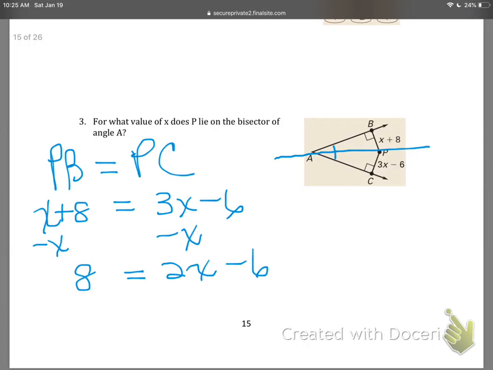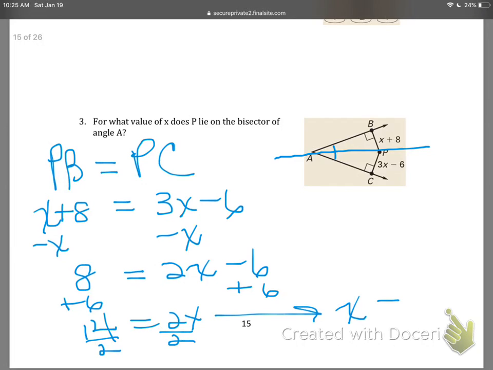This is a two-step problem. Here comes the second step. I guess it's really a three-step problem. Add 6, that gives me 14 equals 2x. Divide by 2, and that leads me to x equaling 7.